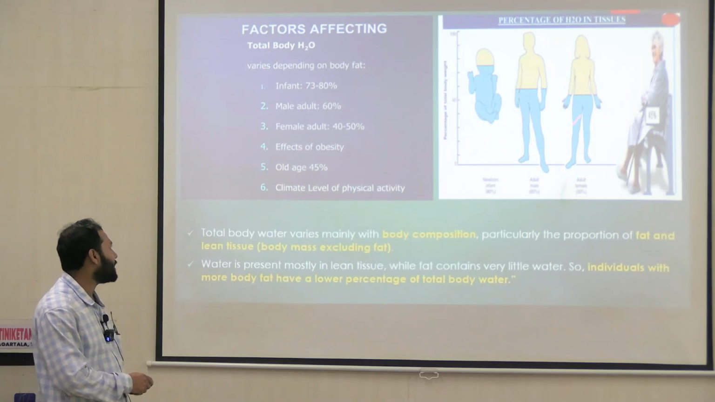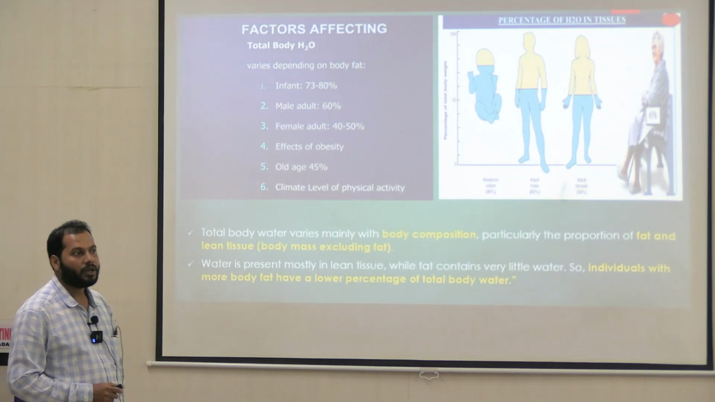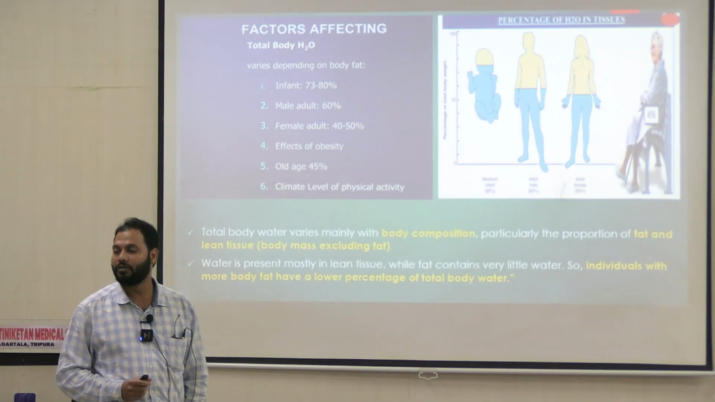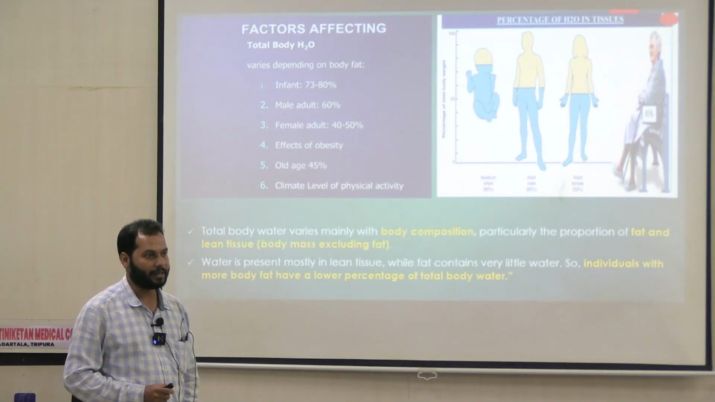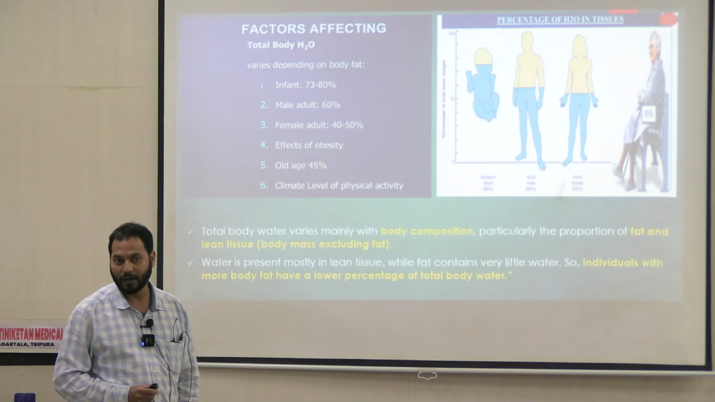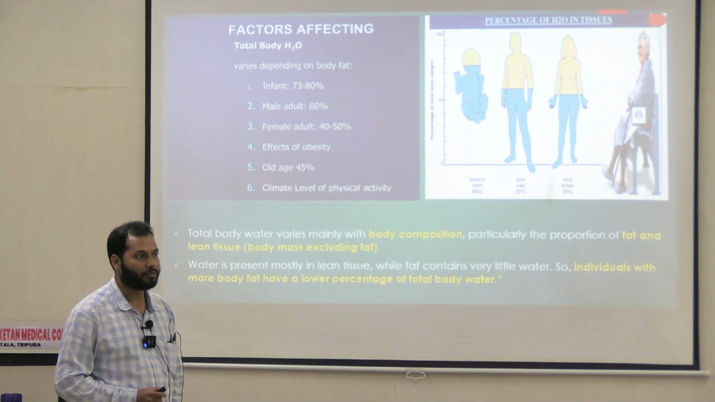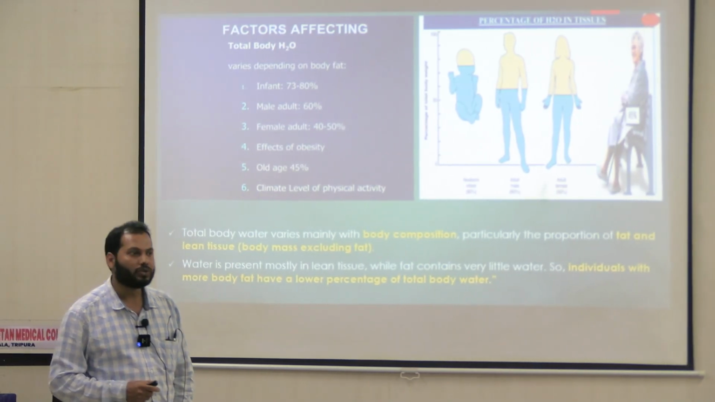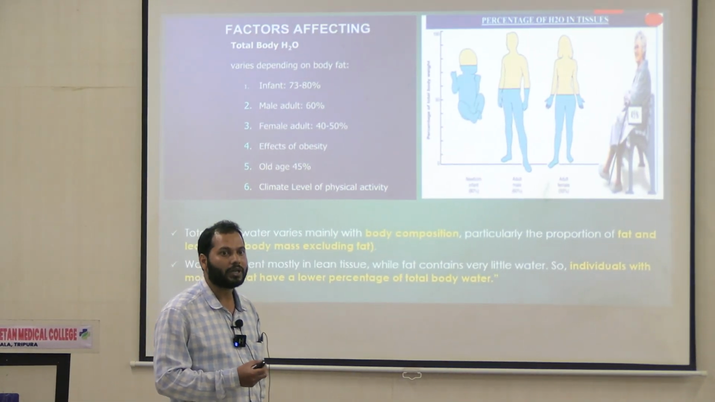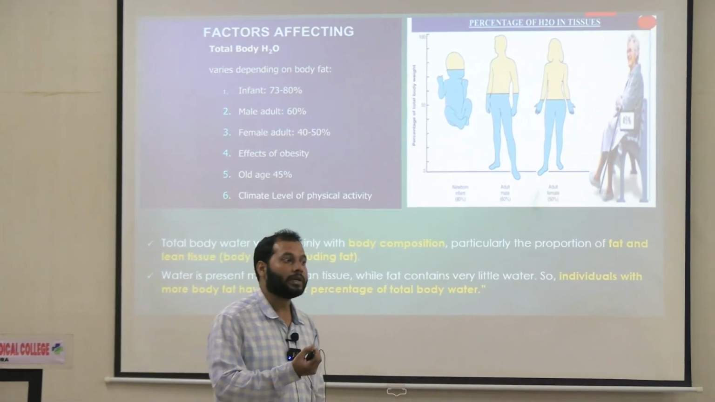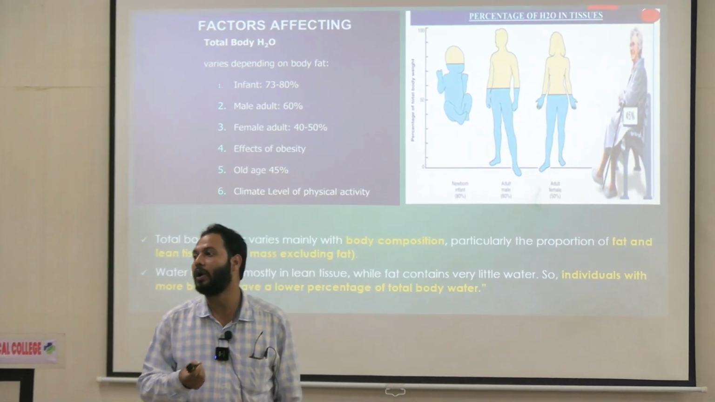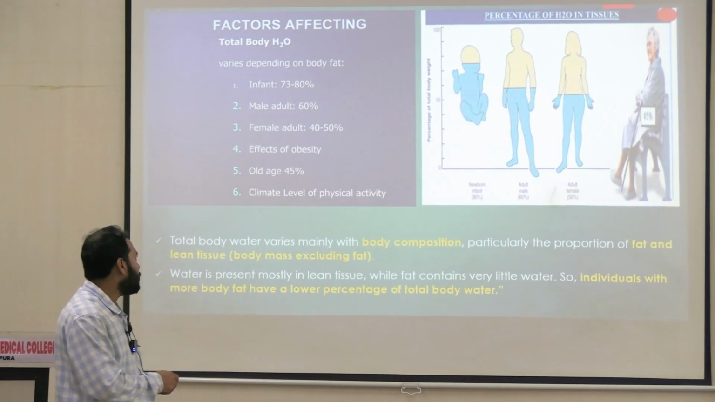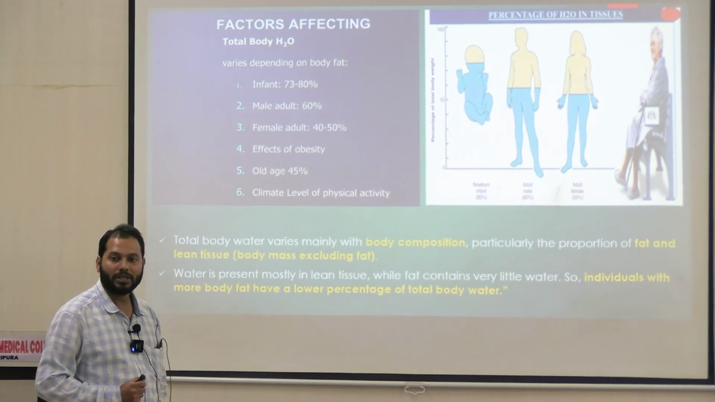Because if you see the diagram here, for the infant, on average, the total amount of body water is around 80% of the person's body weight, right? This is the maximum percentage. Why? Because in infants, in comparison to fat tissue, the lean mass is more, so infants can store more body fluid or body water, which is followed by adults at around 60%.